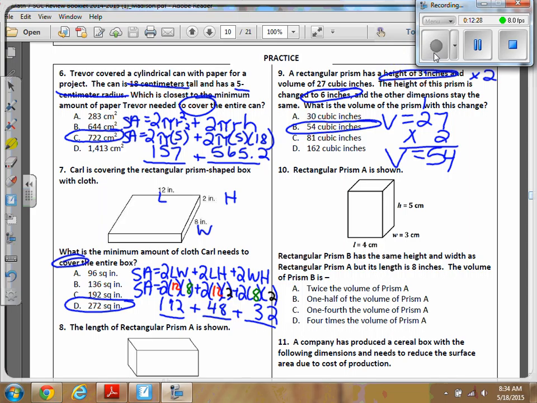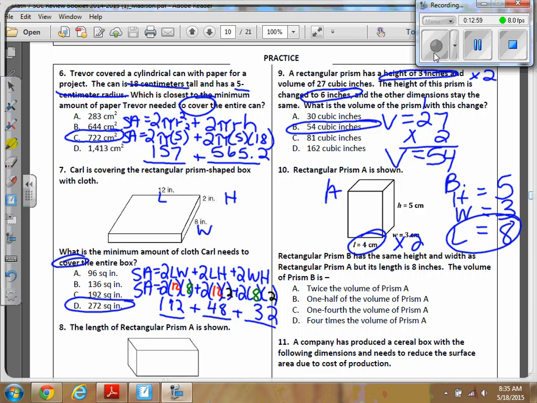Number 10 says rectangular prism A is shown. Rectangular prism B has the same height and the width as rectangular prism A, but its length is now 8. So this is prism A. Prism B is going to have the same height and the same width, but it's going to have a new length. So my old height is 5, my width is 3, my new length is 8. So what's happening with my length here and my length here?